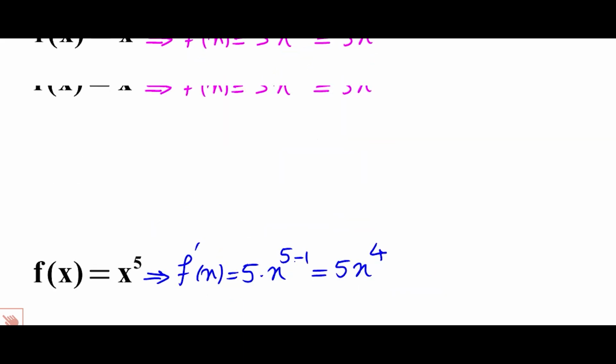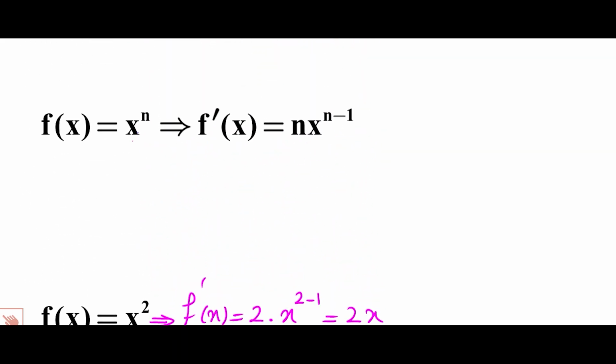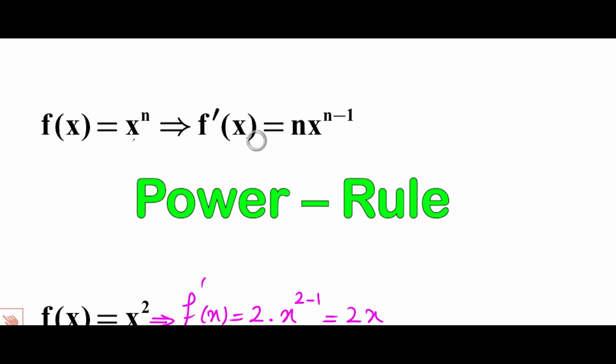Okay? So if f of x is equal to x to the nth power, then f prime of x is equal to, bring down that power, n times x to the power of n minus 1. That's the power rule. Okay?